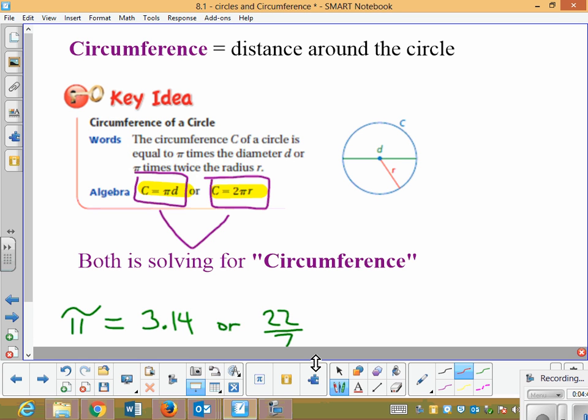Now, you also need to know what pi is. If you don't know, pi has a value of 3.14. The other way you can use pi is as a fraction, 22 over 7. So if the book says to multiply pi by d, you're going to multiply 3.14 by d, or you can also say 22 over 7 times d. That's what pi represents. Okay, let's go ahead and do example 2.